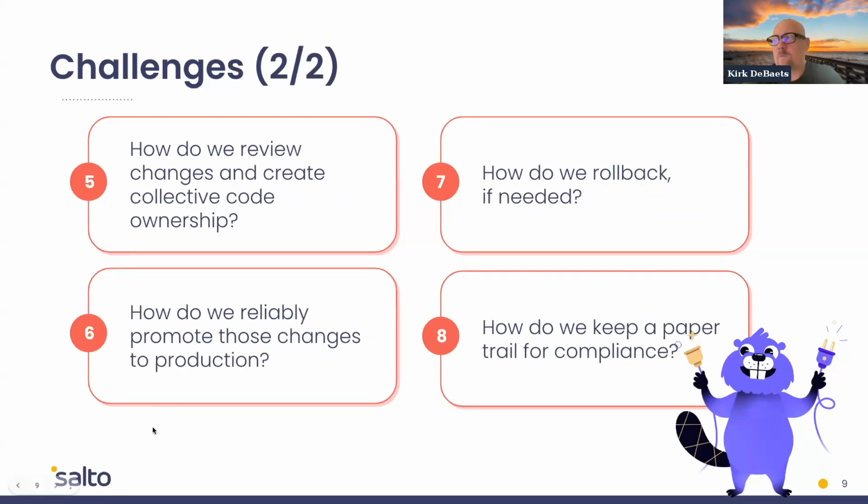Additionally, how do we review those changes and create collective code ownership? How do we reliably promote those changes to production? What happens if we need to roll back? Can we do it? What's the pain in that? And how do we keep a paper trail for your compliance? I'm sure there's other challenges out there that we haven't come up with. These are the ones that are going to be kind of my top focus today.